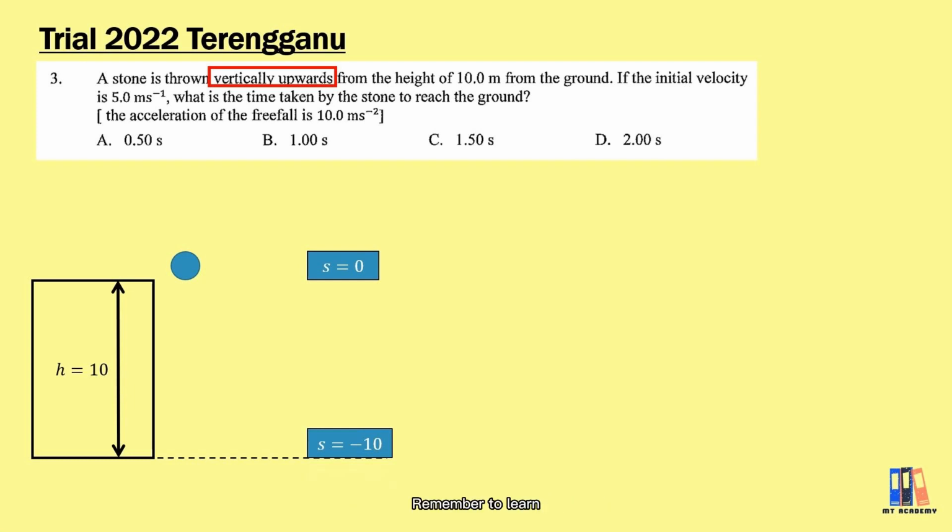So remember to learn how to extract the information and how to label those values. We have the displacement of the initial position as 0 meter. So the displacement of the ground will be labeled as negative 10 meters.